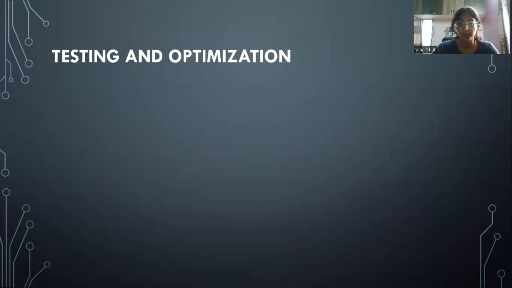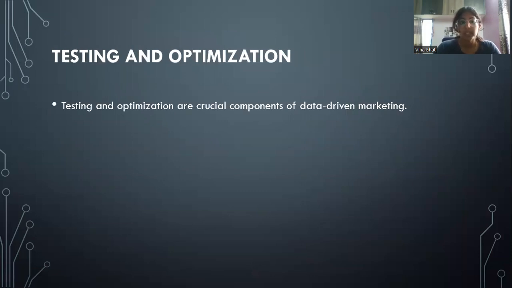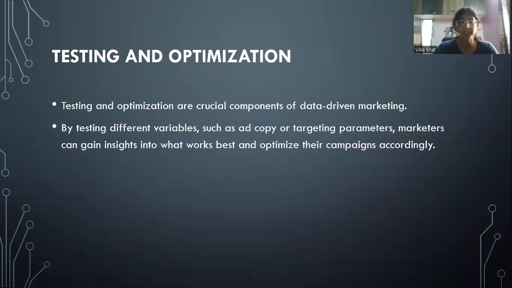Next is testing and optimization. Testing and optimization are crucial components of data-driven marketing. By testing different variables such as ad copy and targeting parameters, marketers can gain insights into what works best and optimize their campaigns accordingly. So we're going to test different marketing strategies.